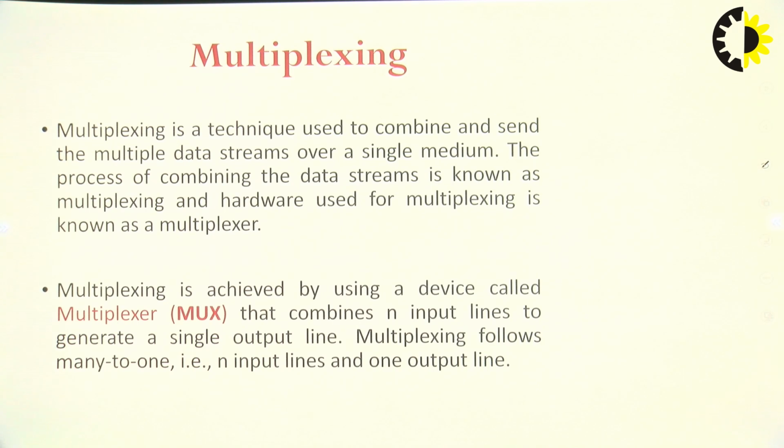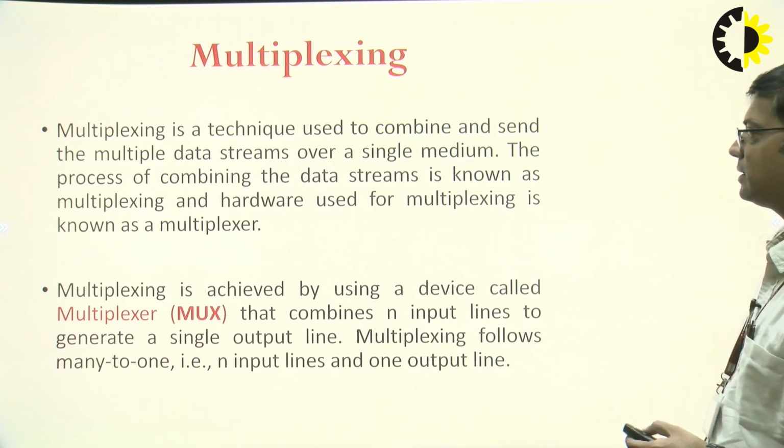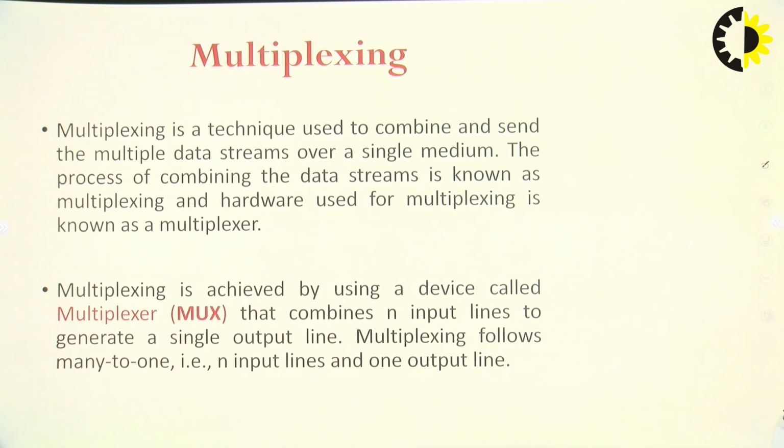First of all, what is multiplexing? Multiplexing is a technique which is used to combine and send multiple data streams over a single medium. The process of combining the data streams is known as multiplexing, and the hardware used for multiplexing is known as a multiplexer.